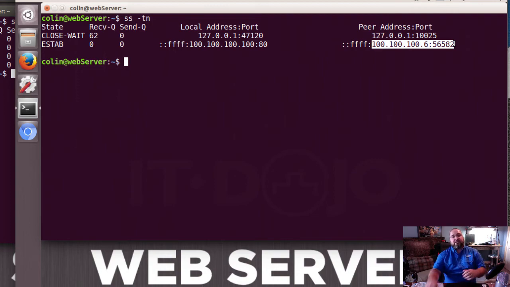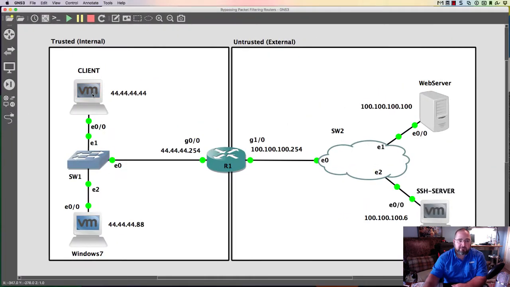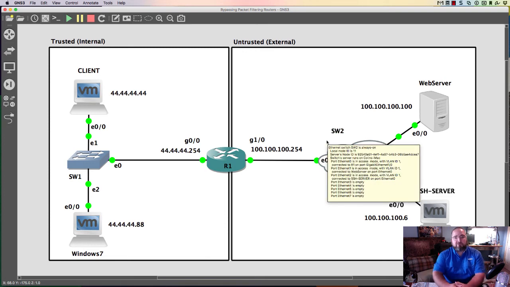What this is illustrating to you, if we look at our network diagram, is that the connection is coming from the client to the server, to our circuit level gateway here, or acting as a circuit level gateway, and then a second connection is being established to the web server. What this means is that the client never talks to the web server. The client only talks to the SSH server, and the SSH server talks to the web server.